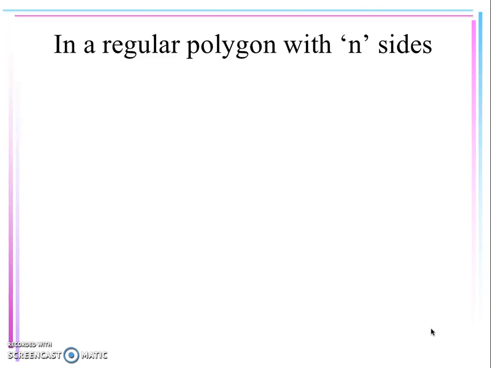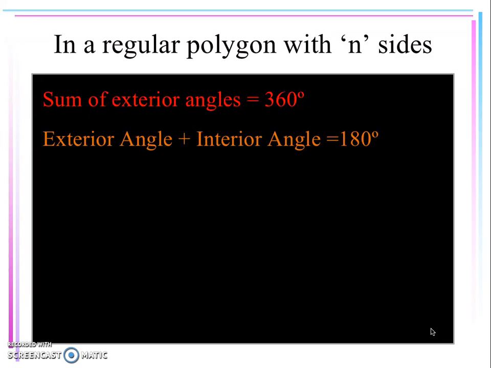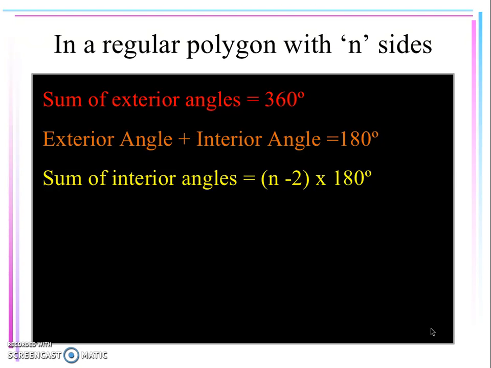Alright, in a regular polygon with n sides, here are a bunch of formulas. First, if you add all the external angles together, they will equal 360 degrees. If you add one external angle with its interior angle, you would get 180 degrees. To find the sum of the interior angles, all of them added together, take the number of sides minus 2 and multiply it by 180. That's drawing those triangles we just saw on the last slide.